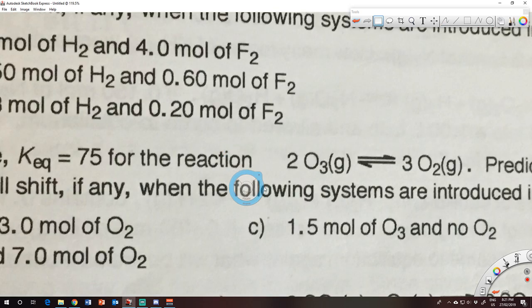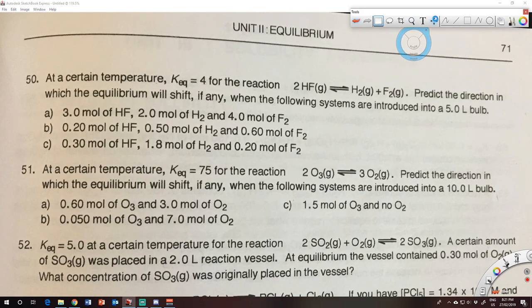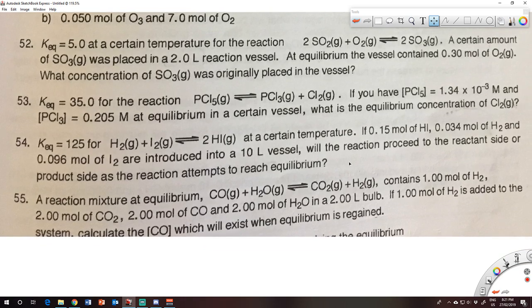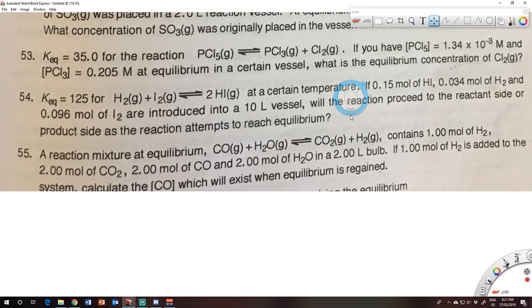If I paste image again, let's see what other one. Okay, so that was 52. Let's see, 53 asks us at equilibrium in a certain vessel, what is the equilibrium concentration of Cl2? Do I want to do that one? What's the next one? That one seems too trivial.